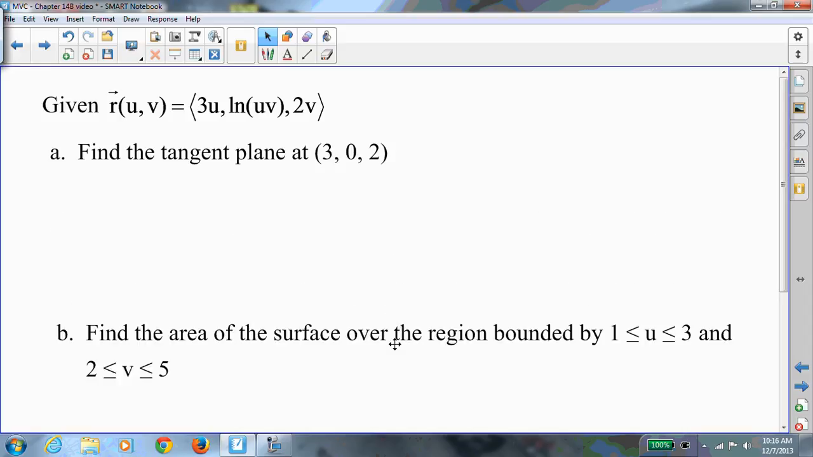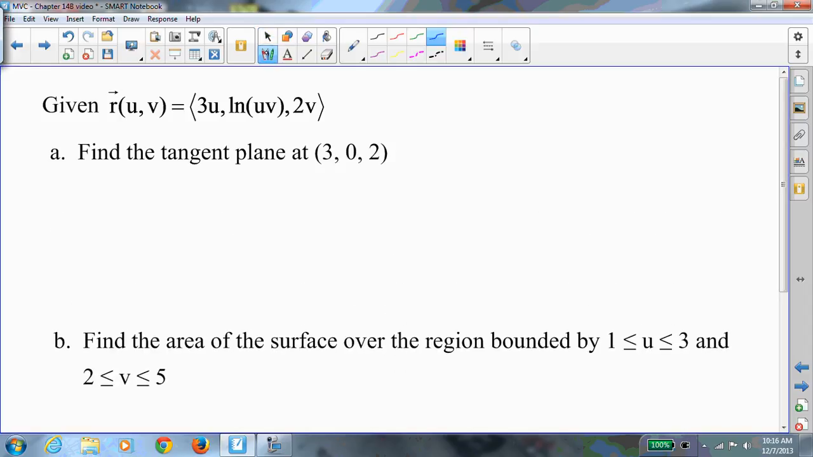Let's start with the tangent planes. Now, to write a tangent plane, we need a normal vector. And the normal vector was equal to r sub u cross r sub v. That's because r sub u and r sub v are both tangent to the surface, and so if I cross two tangents, I will get the vector normal to the surface.